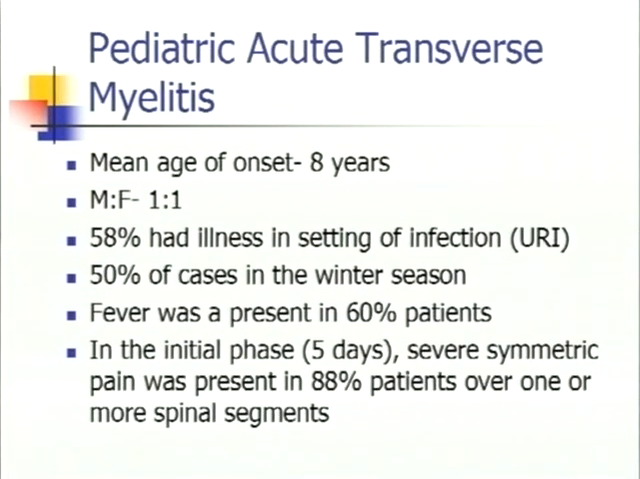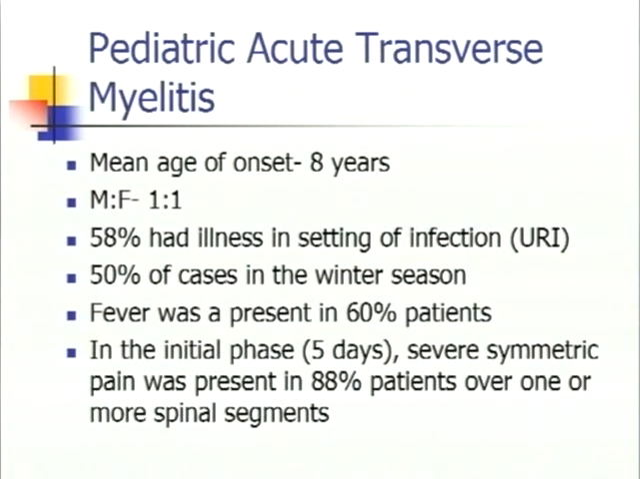Again, similar to what Frank found in the Johns Hopkins study, the average age of onset was about 8 years of age, and the male to female ratio was about 1 to 1. 60% of the kids had some sort of infection, usually a URI. And actually, in their study, about 50% of the cases ended up in the winter season versus the summer season. They also noted that fever was a prevalent symptom in about 60% of the patients.